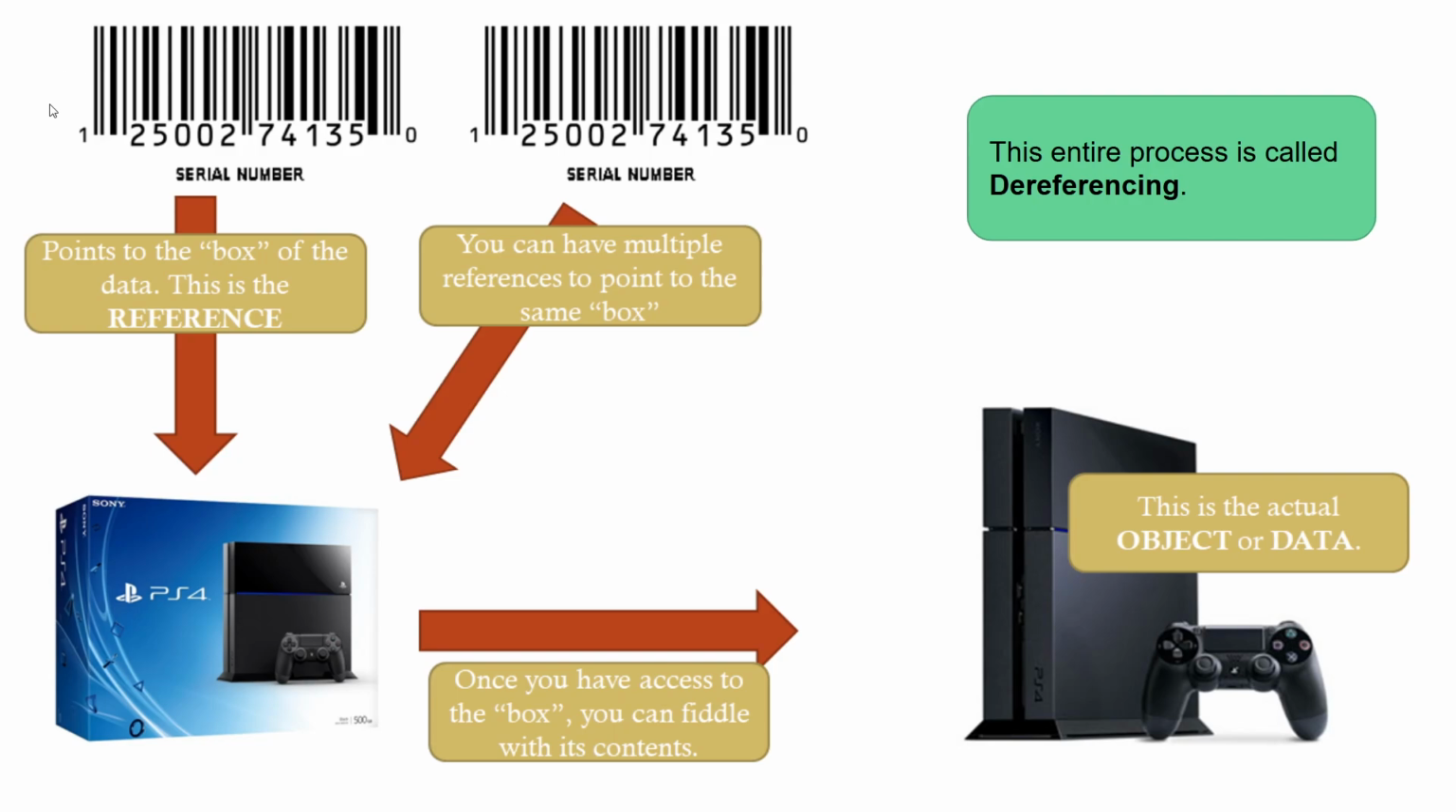So we can have multiple pointers pointing to the same address, or in this case, this PS4. Once you have access to the box, you can fiddle with its contents. We can dereference it and get the actual object. So how we did that in referencing, remember you used the ampersand.